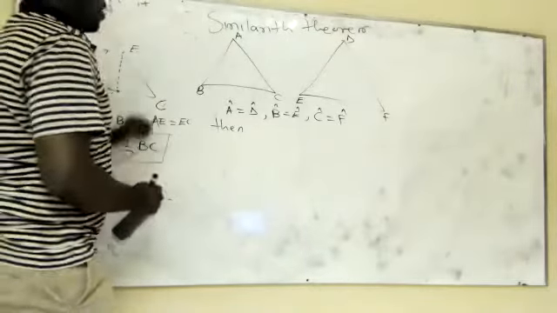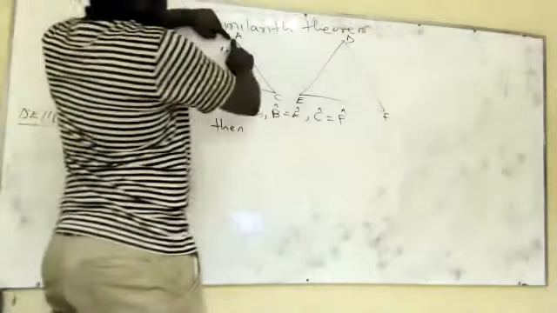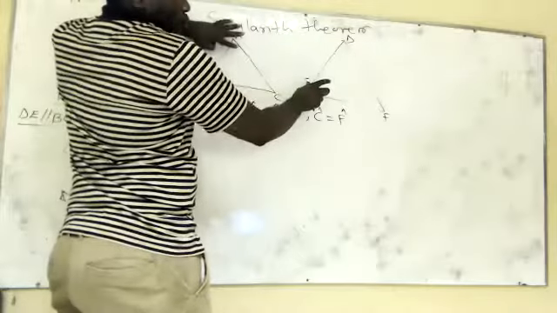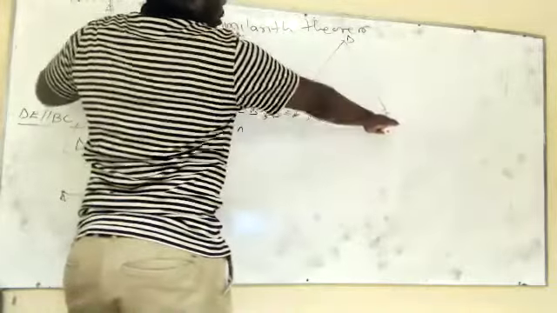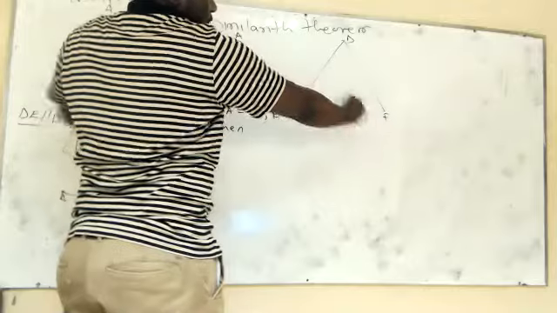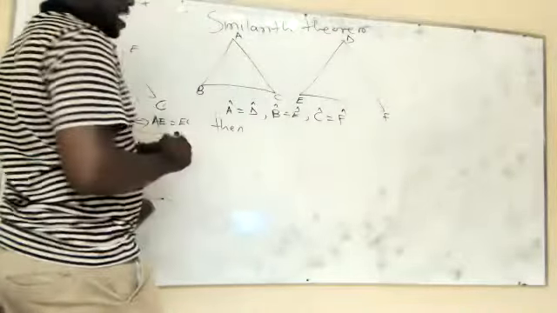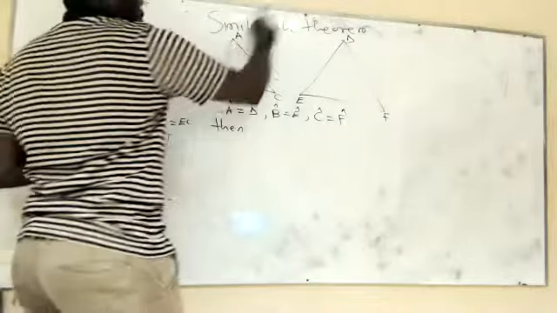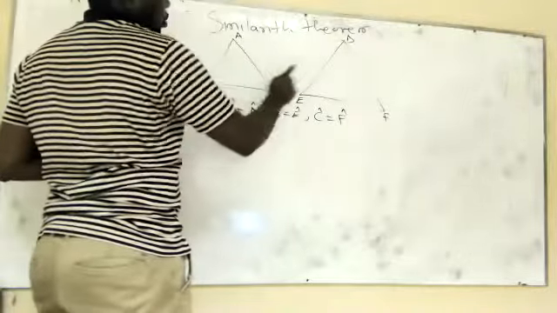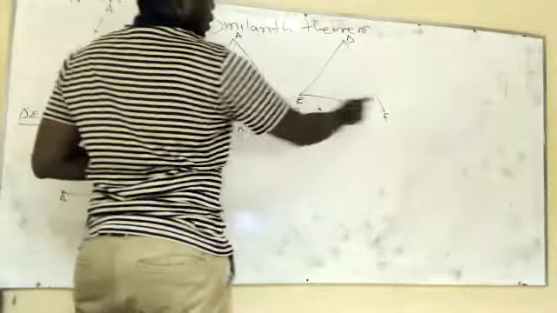In other words, remember, these are two triangles which are not of equal size. This one must be small, that one might be big. But the angles are equal in this case. Angle A is equal to angle D. Angle B is equal to angle E. Angle C is equal to angle F.